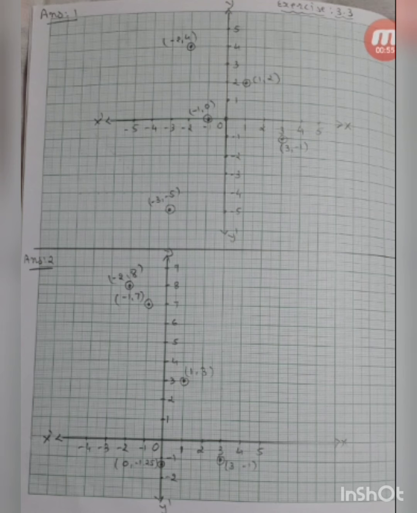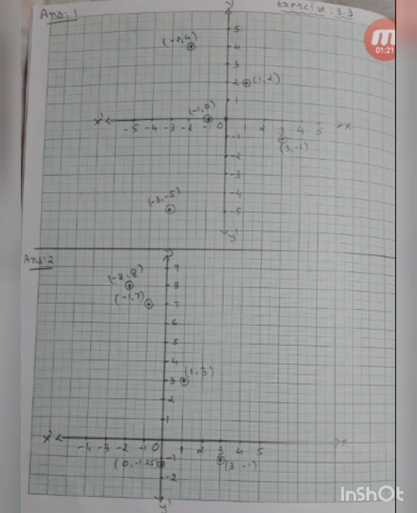Now you can see here, your first point is (-2, 8). So you can see -2 is the x coordinate, and 8 is the y coordinate. So we can draw it, and the intersecting point is (-2, 8). Second point is (-1, 7). So here the x coordinate is -1 and 7 is the y coordinate. So this intersecting point is (-1, 7).